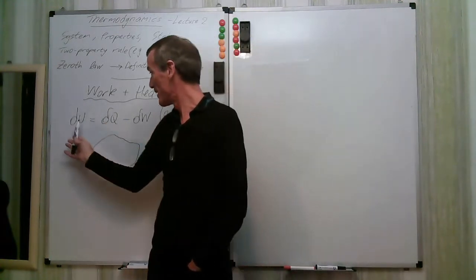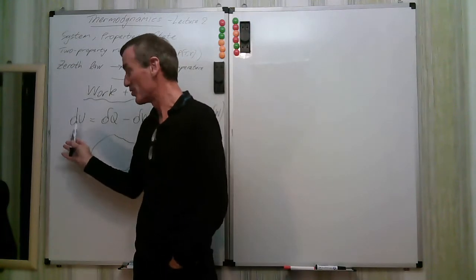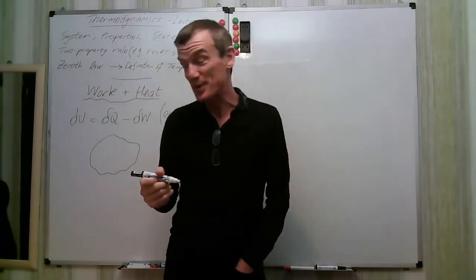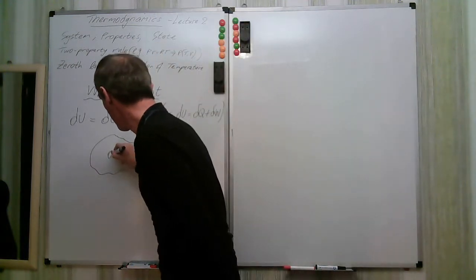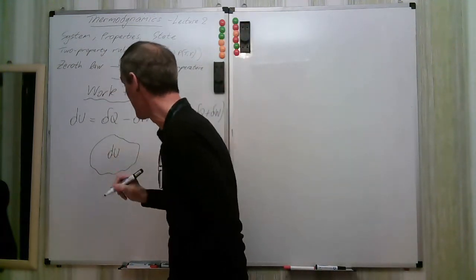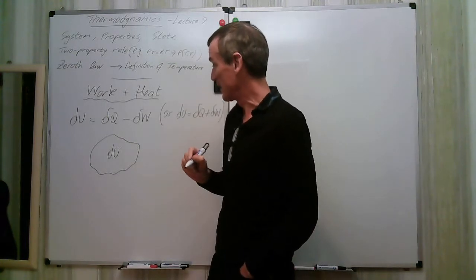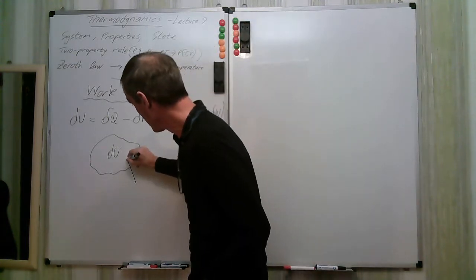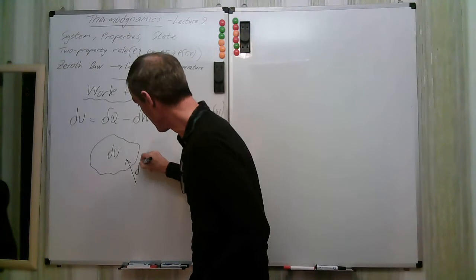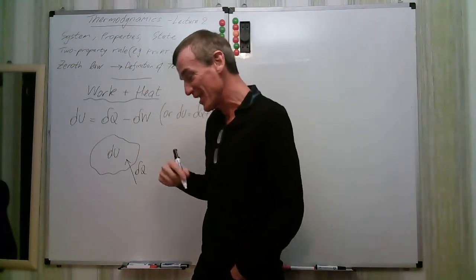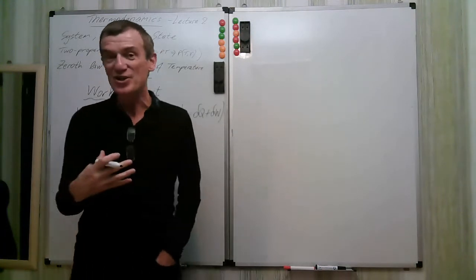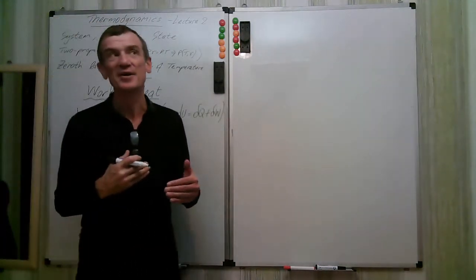And the reason why I reserve this d is because U happens to be a property. So what we have here is a change in the energy internal to the system. And we can imagine heat flowing into the system. We haven't defined what heat is yet, but essentially heat transfer is driven by temperature differences.